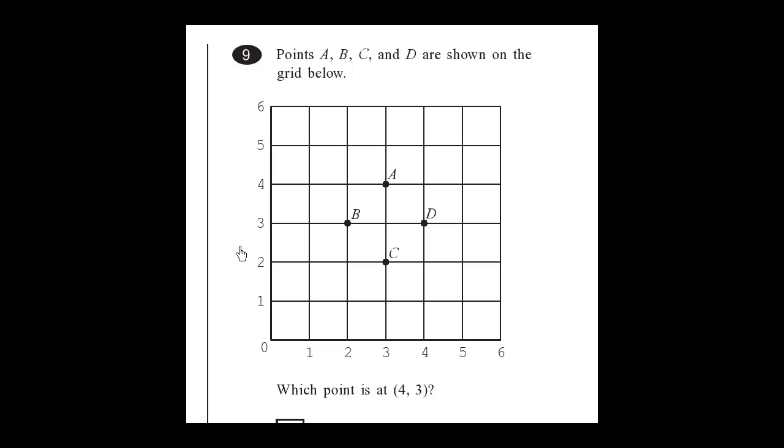Problem number 9. Points A, B, C, and D are shown on the grid below. Which point is at 4, 3? All right, let's take a look here.